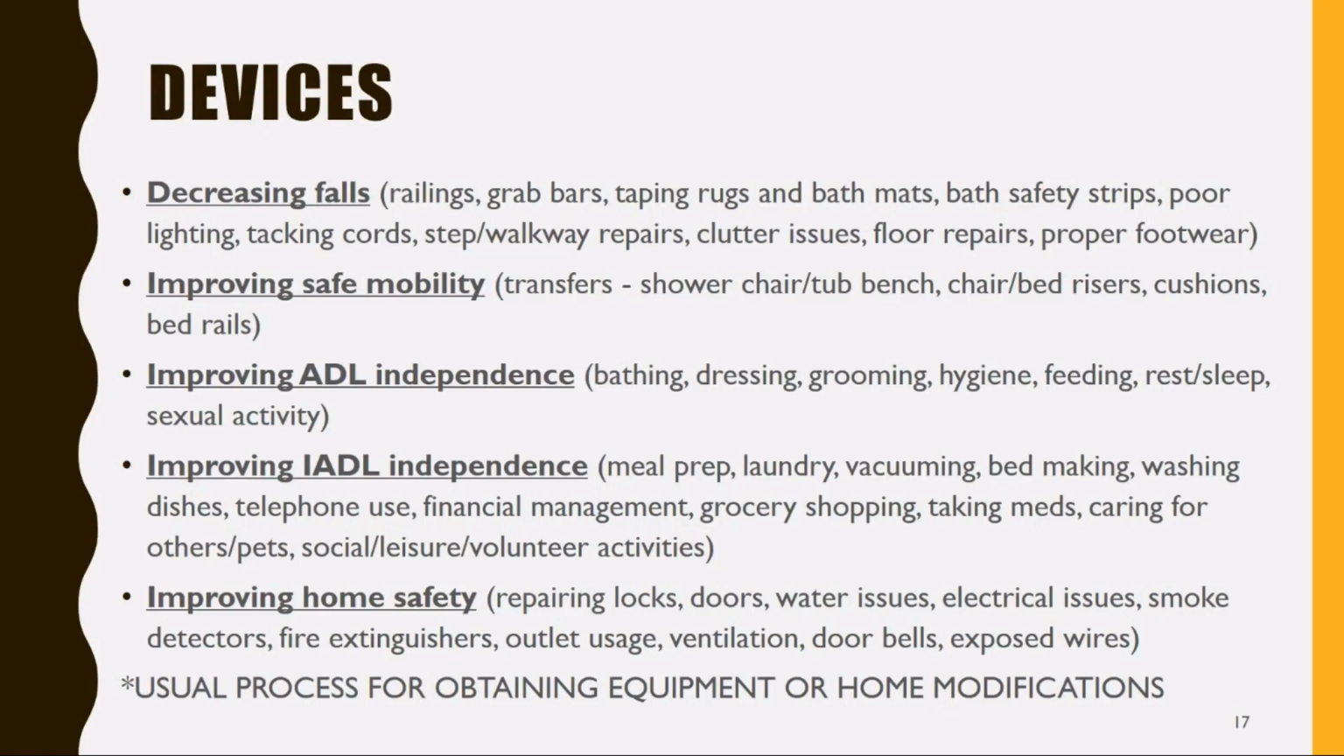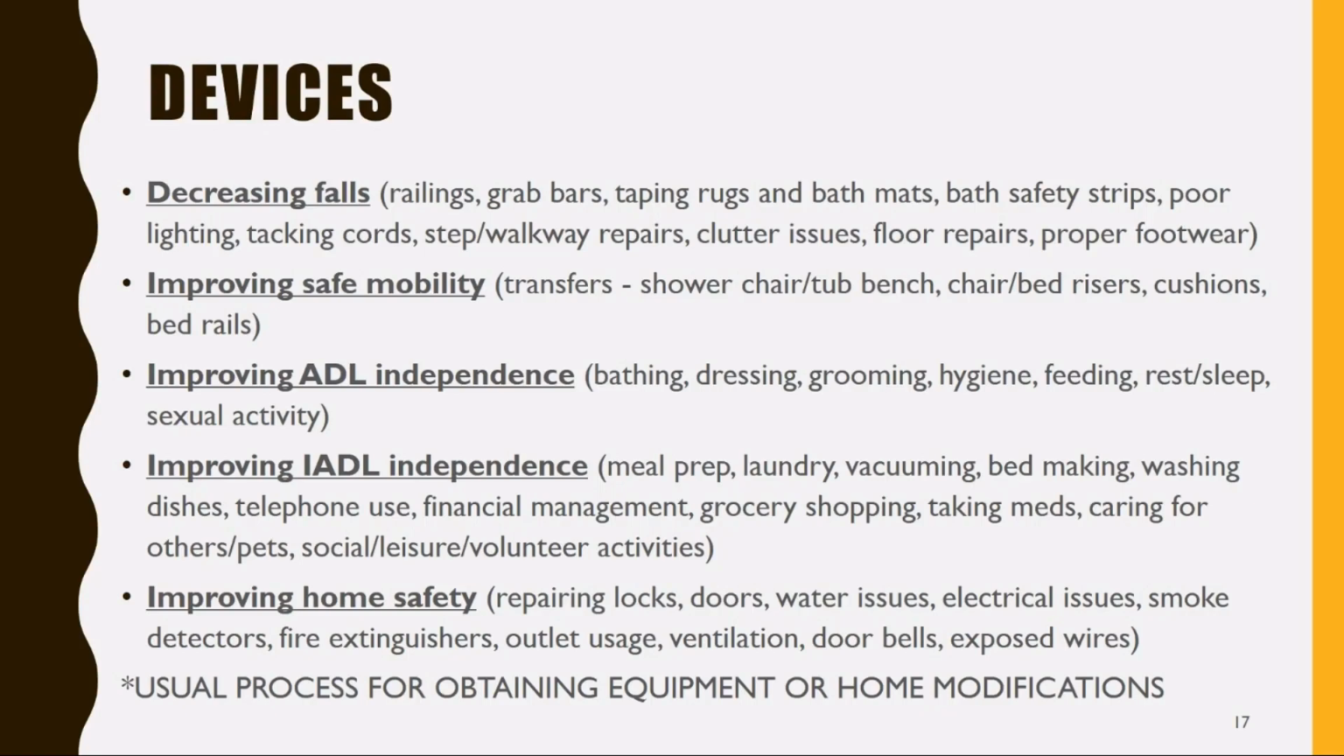Improving ADL independence for bathing, dressing, grooming, hygiene, feeding, sleep, and sexual activity. And also improving IADL independence for meal prep, laundry, vacuuming, bed making, washing dishes, telephone use, financial management, grocery shopping, taking medications, or caring for others, and social, leisure, or volunteer activities. They also focus on improving home safety through repairing locks, doors, water issues, electrical issues, smoke detectors, fire extinguishers, outlet usage, ventilation, doorbells, and exposed wires.